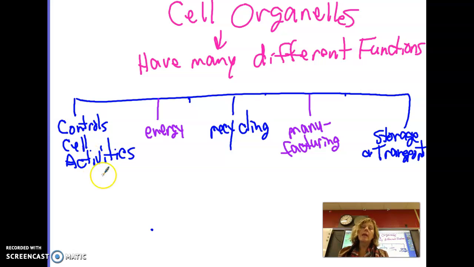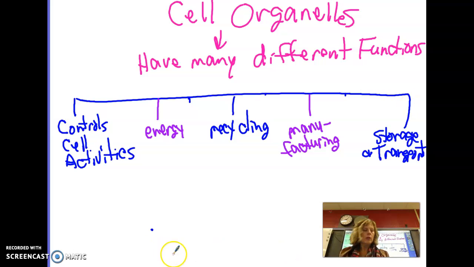Okay, so the main jobs that have to be done inside the cell, first of all, something has to control all those activities. Something has to make energy for the cell. Something has to kind of recycle things that get old in the cell. There has to be some manufacturing of things in the cell. And there has to be storage and transport.